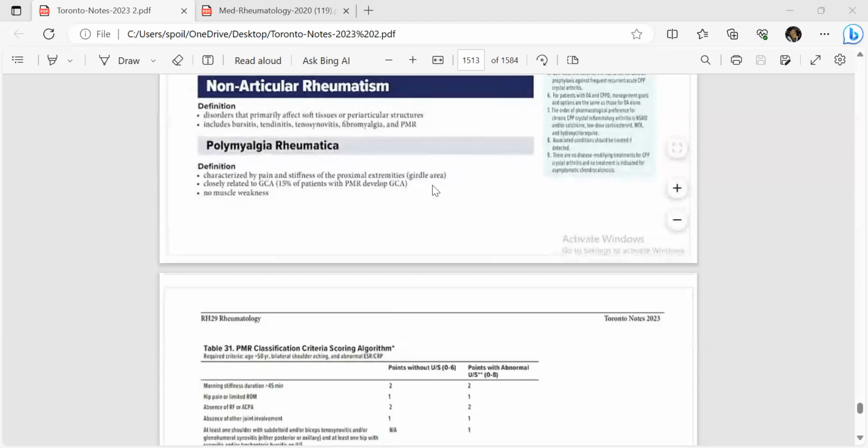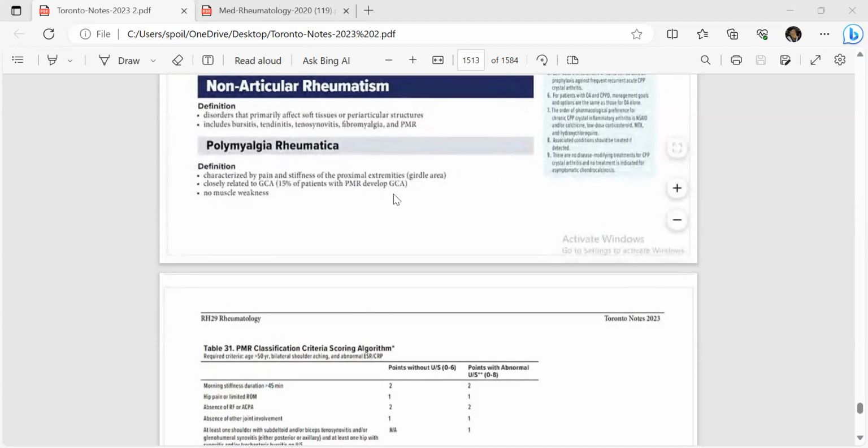Okay, someone is asking what is GCA? So GCA is giant cell arteritis. It's giant cell arteritis, and 15% of patients with polymyalgia rheumatica will develop this giant cell arteritis.